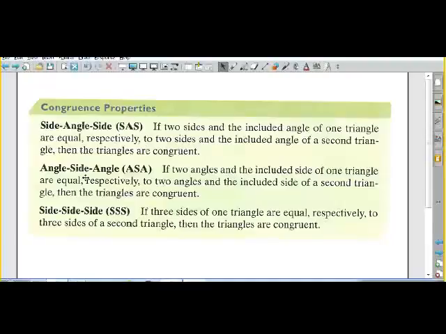Likewise, if you specify 2 angles and the included side, there's only one way that can work out. There's a unique triangle when you specify the 2 angles and the included side. That's called angle side angle. And also if you specify all 3 lengths of the sides of the triangle and those side lengths are the same, then all the angles have to be the same and they are congruent. So those are the ones that work.